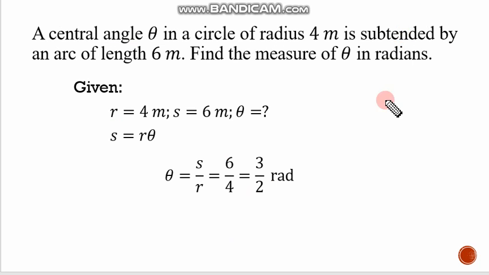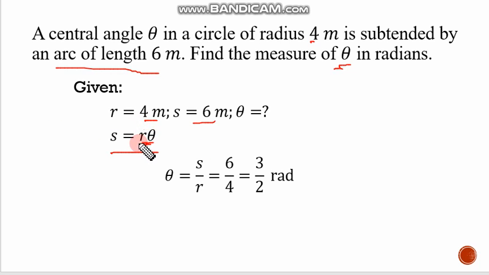Another example here: a central angle theta in a circle of radius 4 meters is subtended by an arc of length 6 meters. We will find the measure of theta in radians. So the given here are the radius, 4 meters, and the length of the arc, 6 meters. Now we will be locating the angle, or theta, in radians. The angle is already in radian measure. So the s here is 6 and the r is 4.